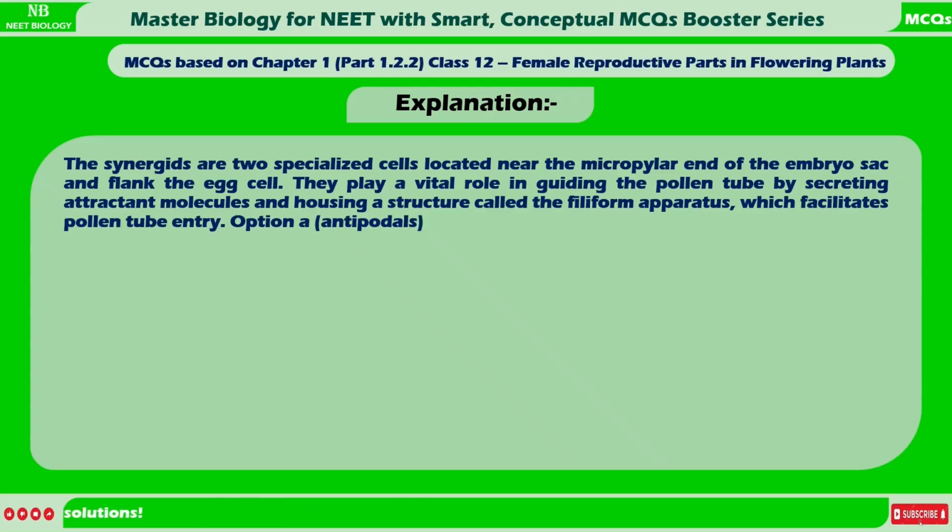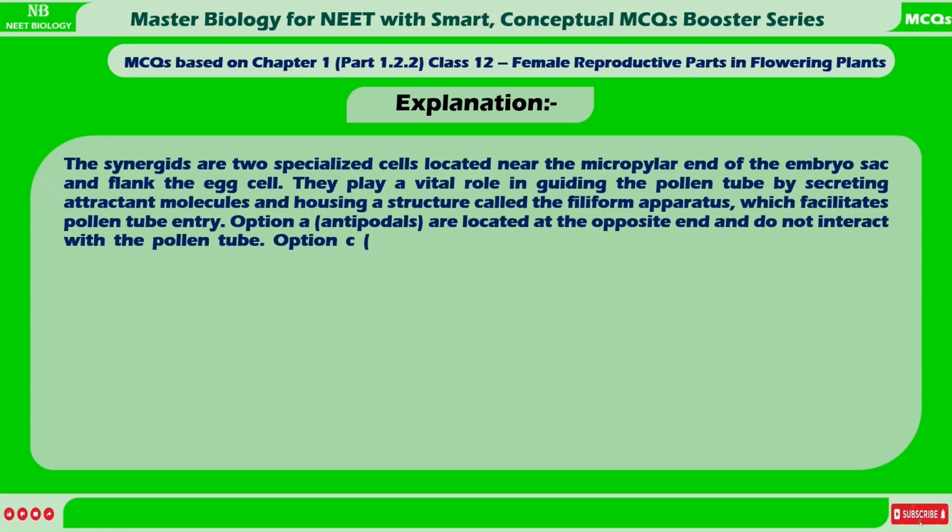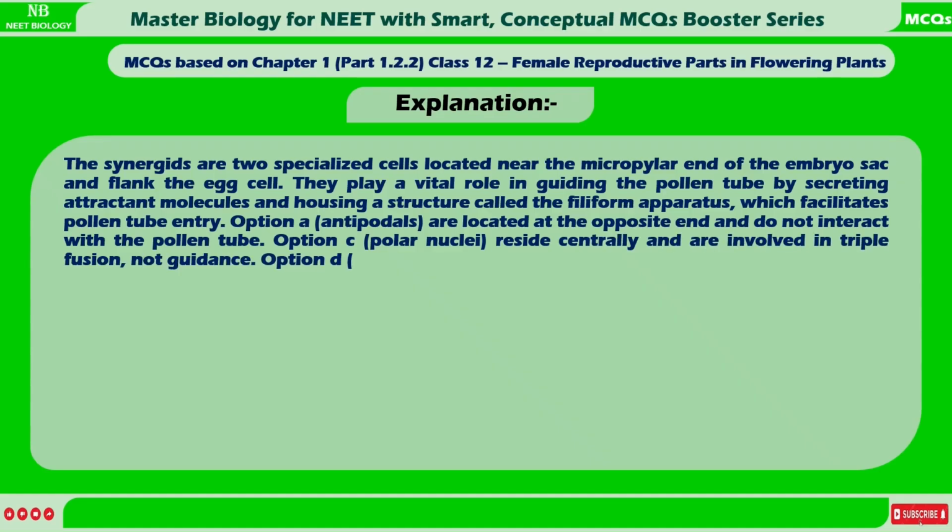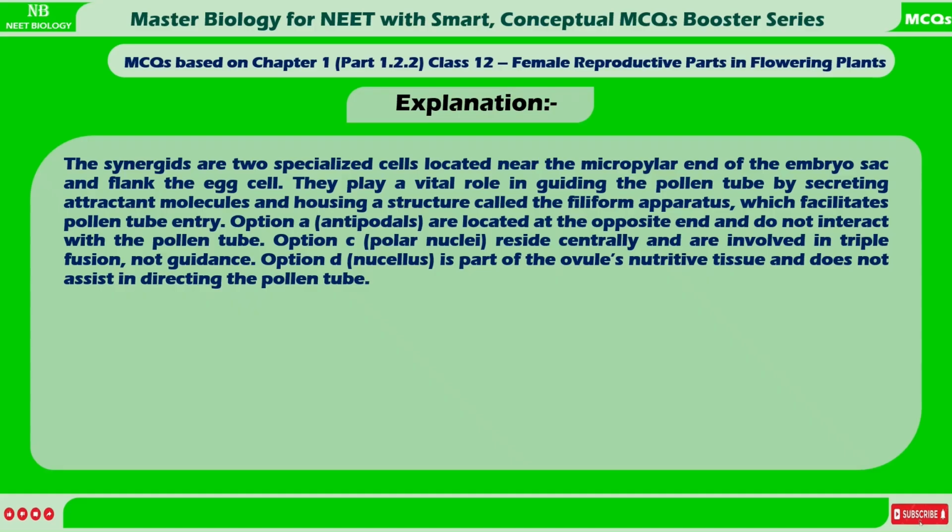Option A, antipodals, are located at the opposite end and do not interact with the pollen tube. Option C, polar nuclei, reside centrally and are involved in triple fusion, not guidance. Option D, nucellus, is part of the ovule's nutritive tissue and does not assist in directing the pollen tube. Hence, only synergids perform this guidance function.